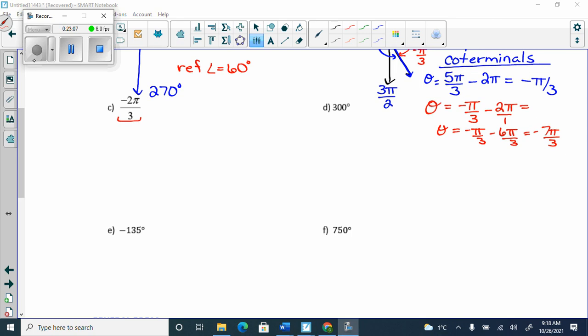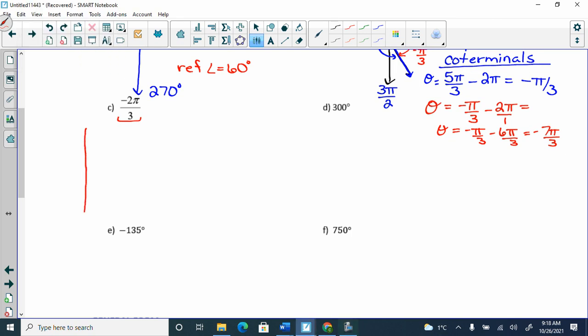All right, so if we have negative 2 pi over 3, we're going to go 0, negative pi over 2, negative pi, negative 3 pi over 2, negative 2 pi. Negative 2 pi over 3 is the same as what?